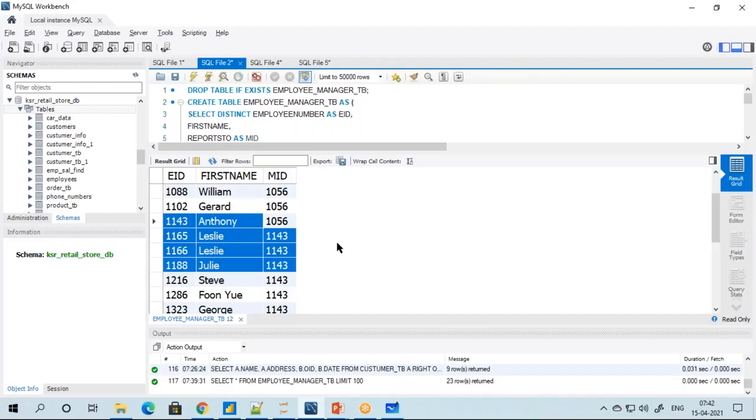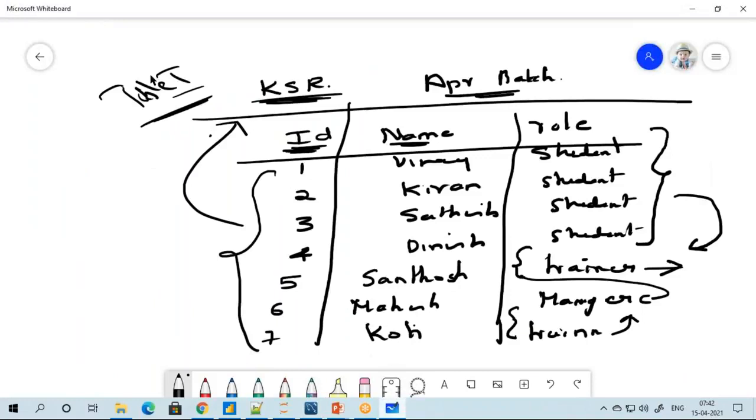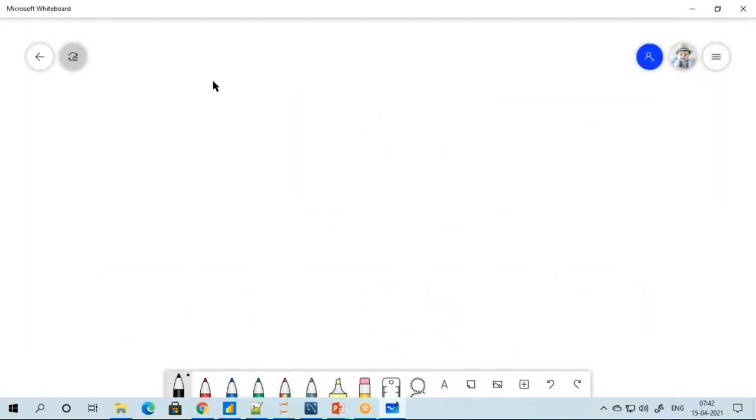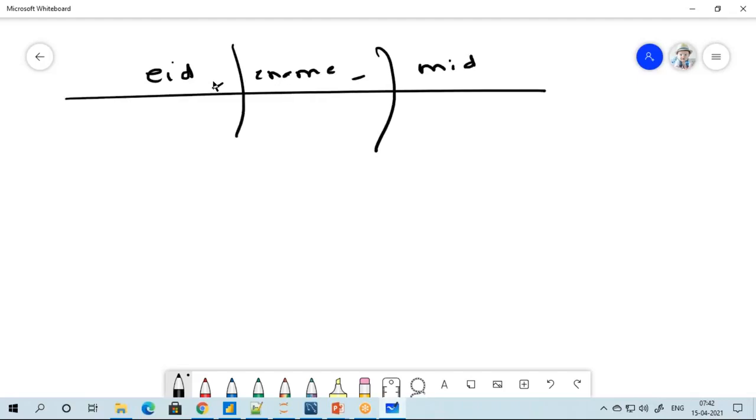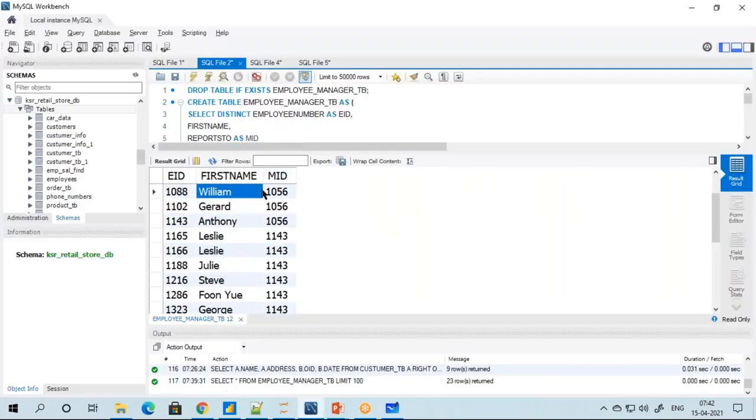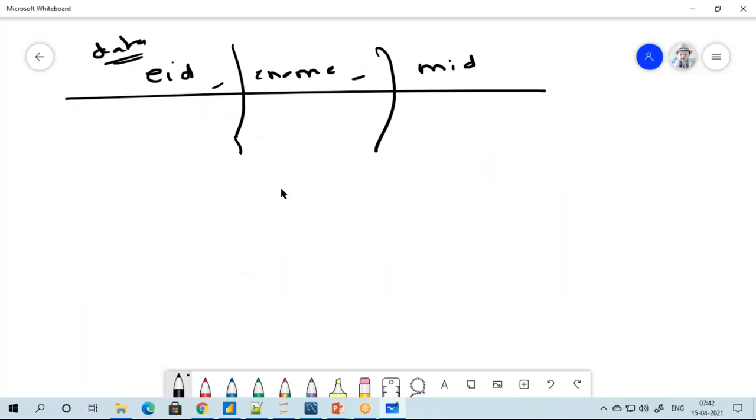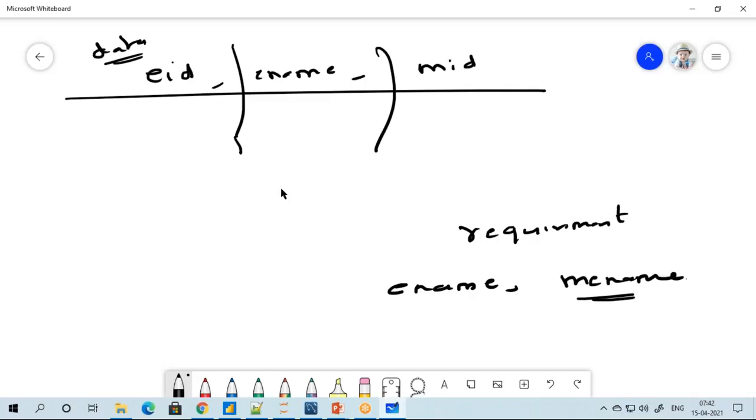Okay, now my requirement is very simple. I have a requirement like EID, employee name, and manager ID. This is my data: employment ID, first name, manager ID. My requirement will be, give me the employee name. For that employee, give me the manager name. Very simple. This is my requirement.